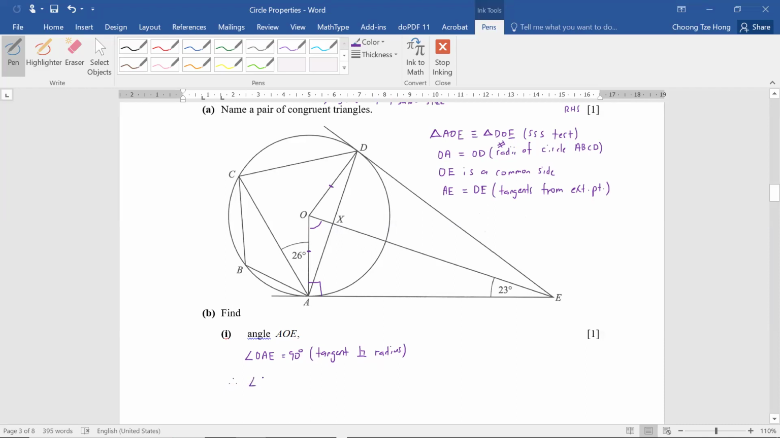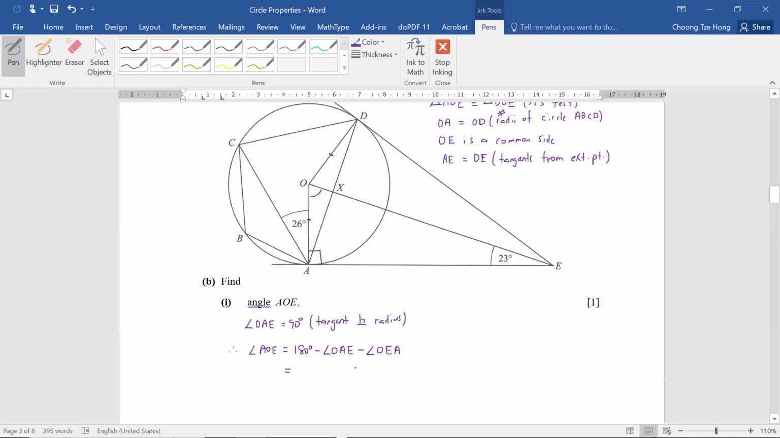Therefore, angle AOE will be equal to 180 minus angle OAE minus angle OEA. Okay, OEA. So over here, I'm writing out the working in full. So you'll get 180 minus 90 minus 23. Then you will get the answer 67.